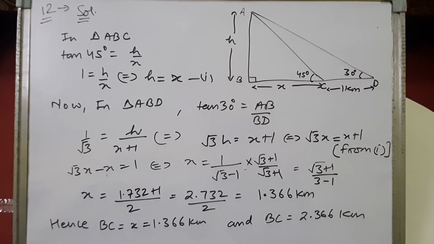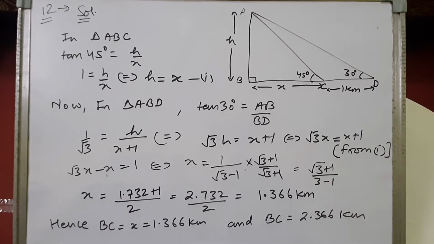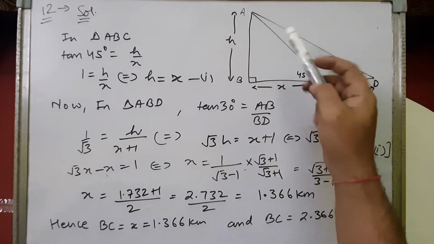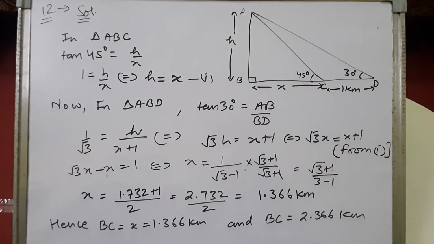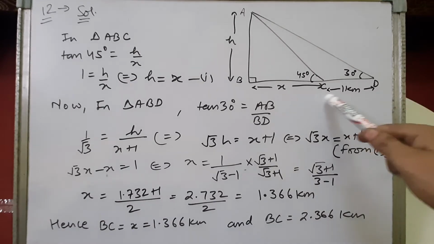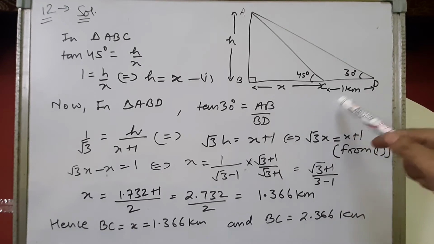Okay, children, let's see the next sum, which is the 12th sum. In the 12th sum, it is given that from the top of a hill, so here we have assumed that the hill be AB, whose height is h meters, right? From the top of the hill, the angle of depression of two consecutive kilometer stones. If the stones are consecutive kilometer stones, that means the distance between the kilometer stones will always be 1 kilometer.